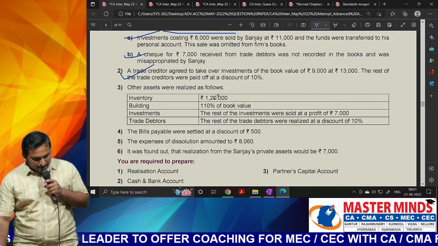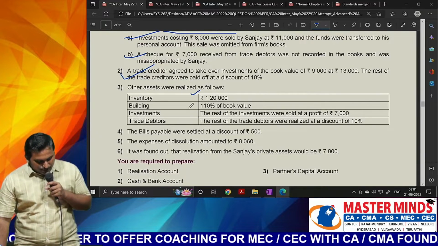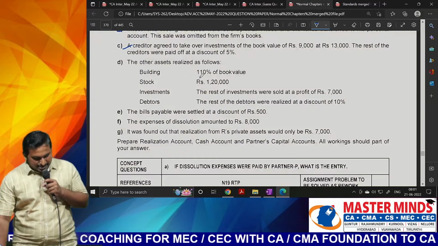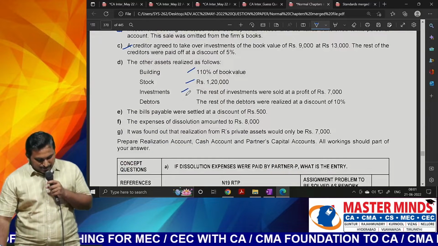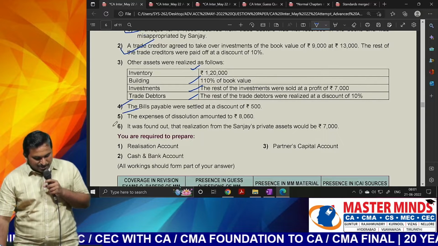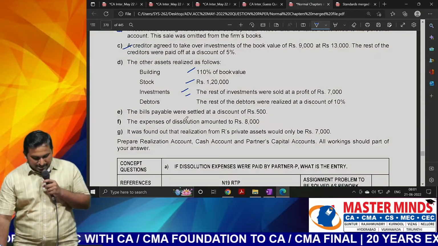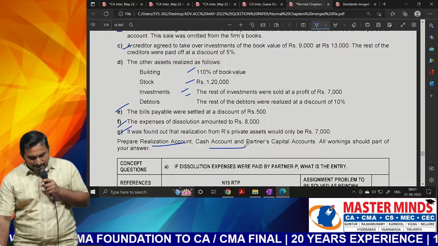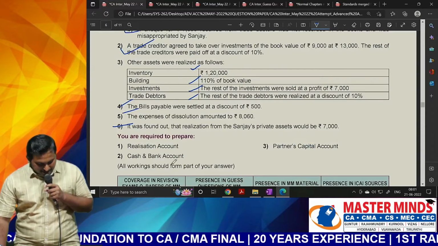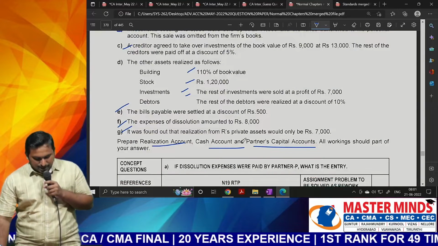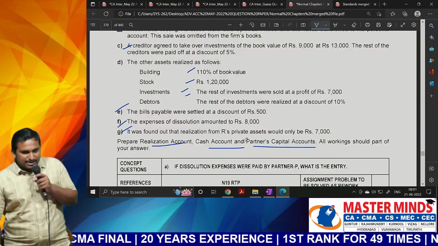Let me accept that. Now inventory 1,20,000, building 110%, investments, trade debtors, stock, bills payable was settled at a discount, expenses of dissolution, private assets value. You could observe the question was exactly the same and what they are asking is also exactly the same. Realization, partners capital, cash and bank. Here also realization, cash account, partners capital.